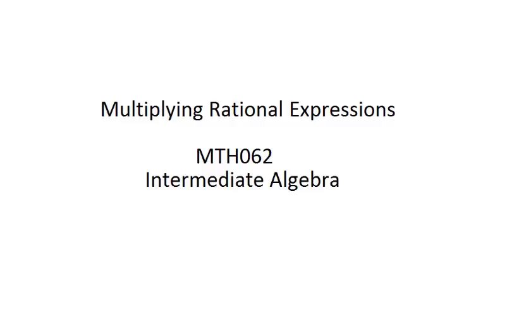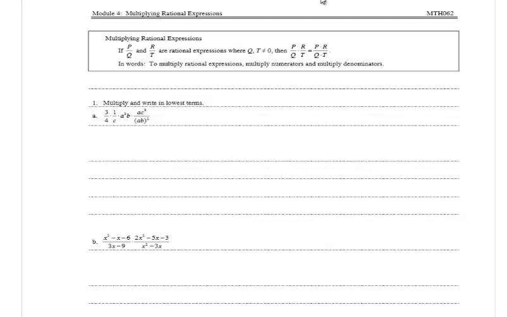In this video, we're going to take a look at multiplying rational expressions. If p divided by q and r divided by t are rational expressions where q and t are not equal to 0, then p divided by q times r divided by t is equal to p times r divided by q times t. In other words, to multiply rational expressions, multiply the numerator and multiply the denominator.